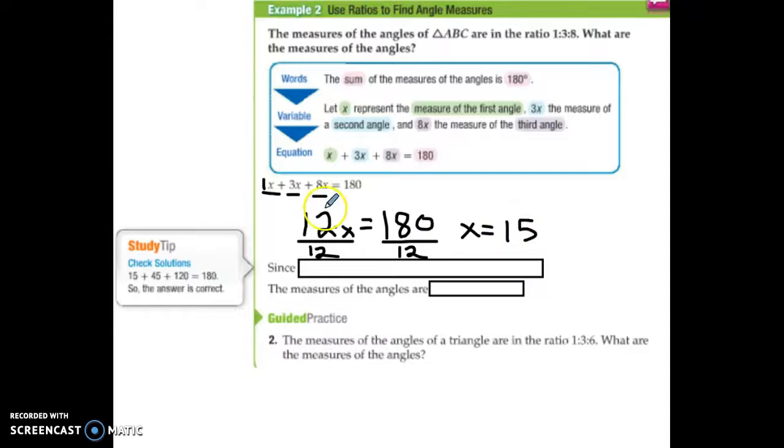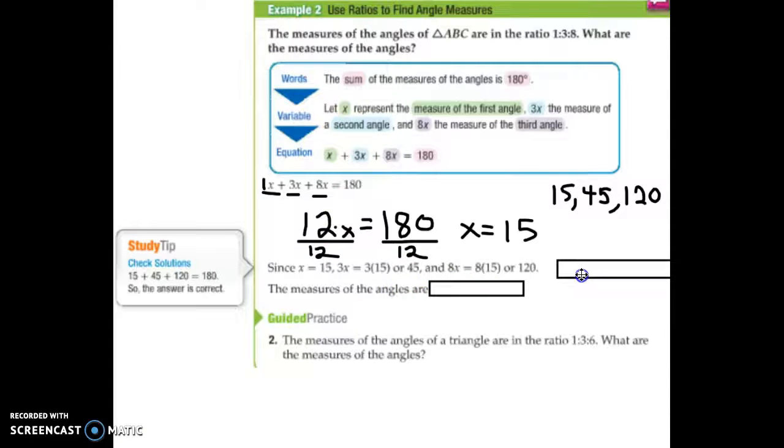So what are my three angles? Well, my first angle is 15. My second angle is 3 times that. 3 times 15 is 45. So 15, 45. And my third angle is whatever 8 times 15 is, which is 120. So those should be my three angles. Let's go ahead and check. Right there. 15, 45, 120.